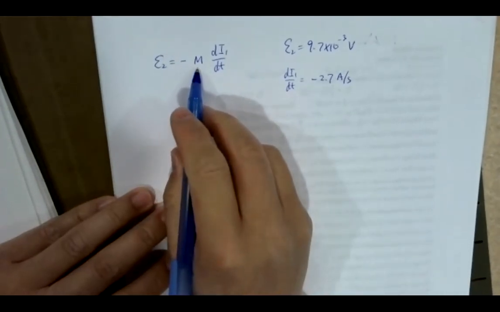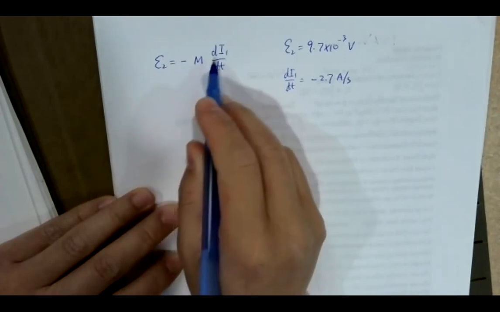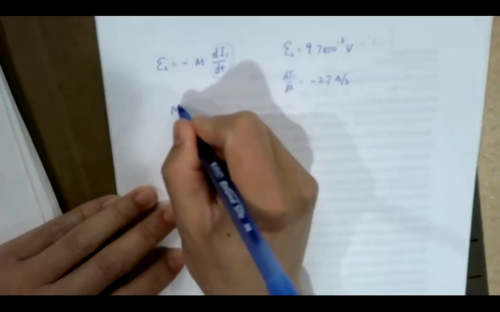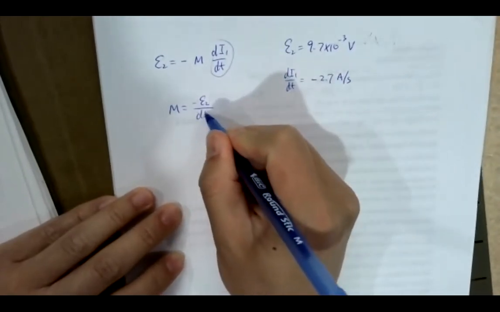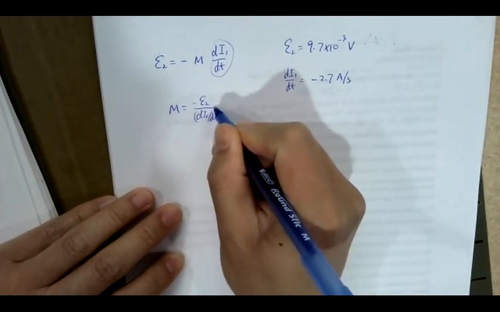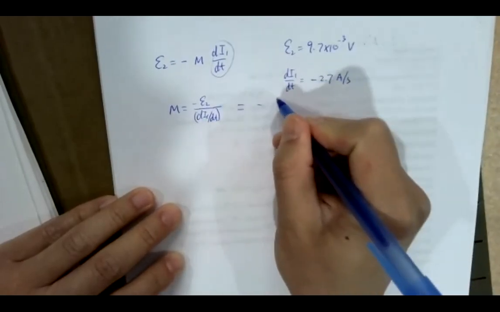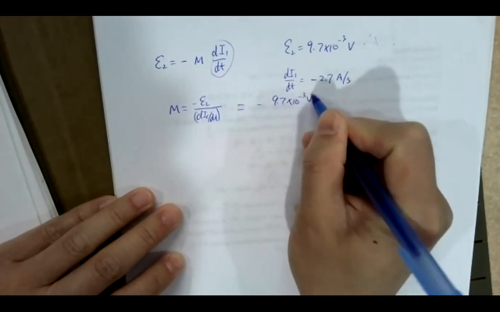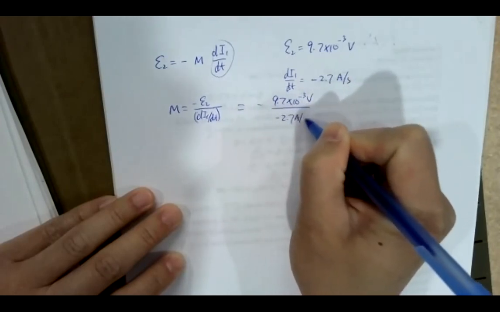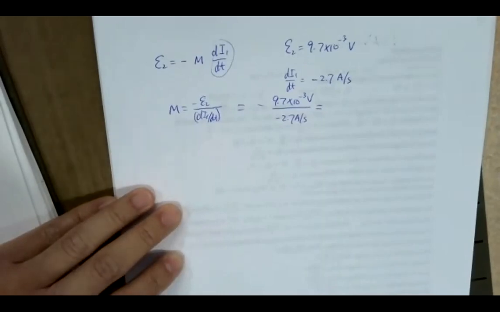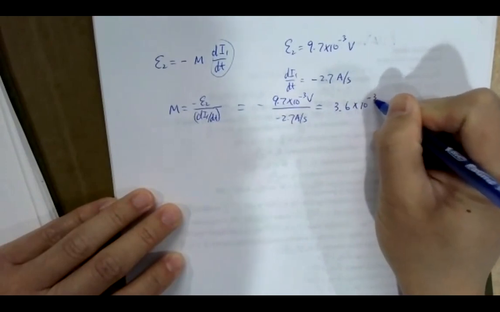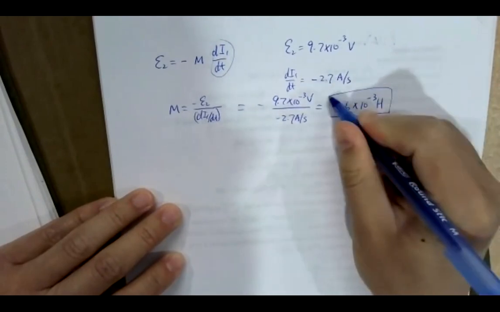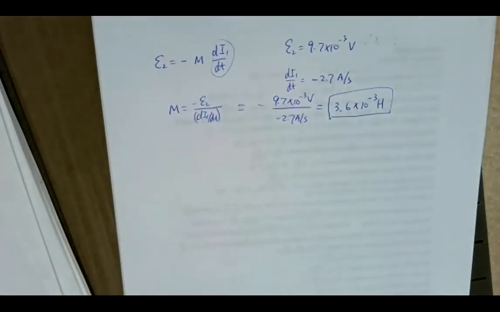Then pretty much you can solve this directly, right? This term is given. So M is equal to epsilon 2, or you can say minus epsilon 2 if you want to keep the sign, over di over dt. So minus 9.7 times 10 to the minus 3 volts divided by minus 2.7 A per second. That's going to be equal to 3.6 times 10 to the minus 3 Henry. So Henry is the unit for inductance. This is mutual inductance.